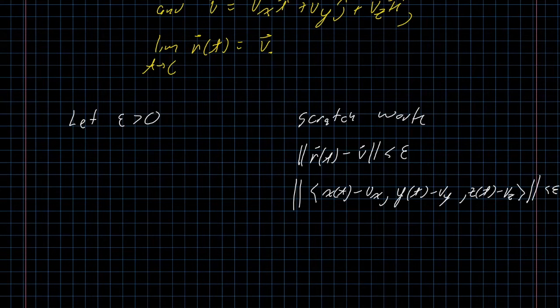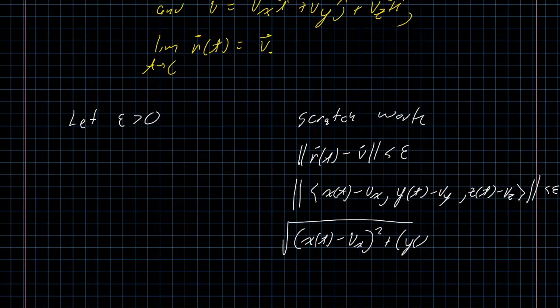And to take the norm of a vector, we're going to take the square root of the squares of each of these components. So we'll take the square root of x of t minus vx squared plus y of t minus vy squared plus z of t minus vz squared. Still less than epsilon. I know I'm kind of running out of space on the right-hand side of the screen. Sorry about that.